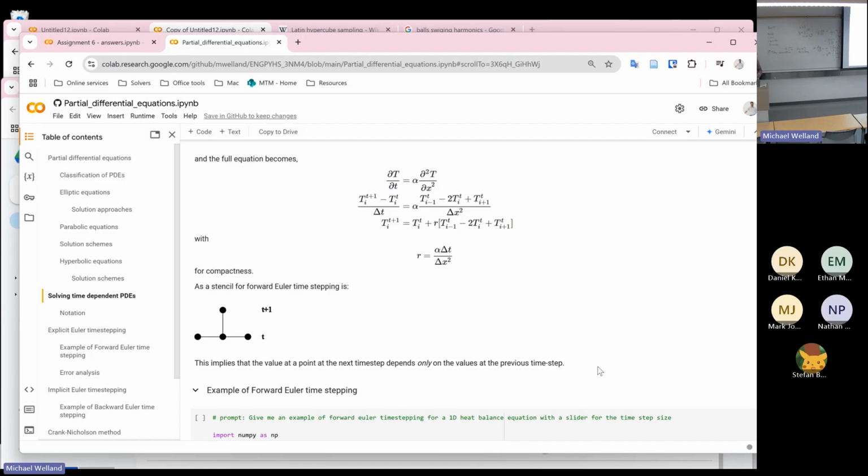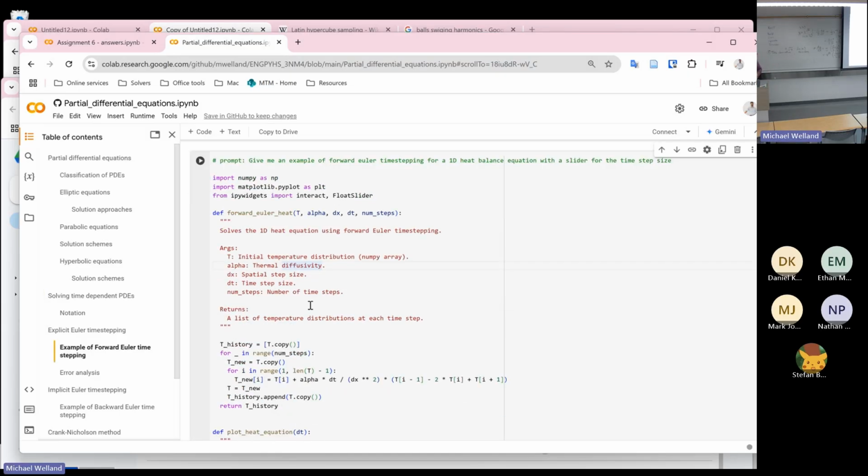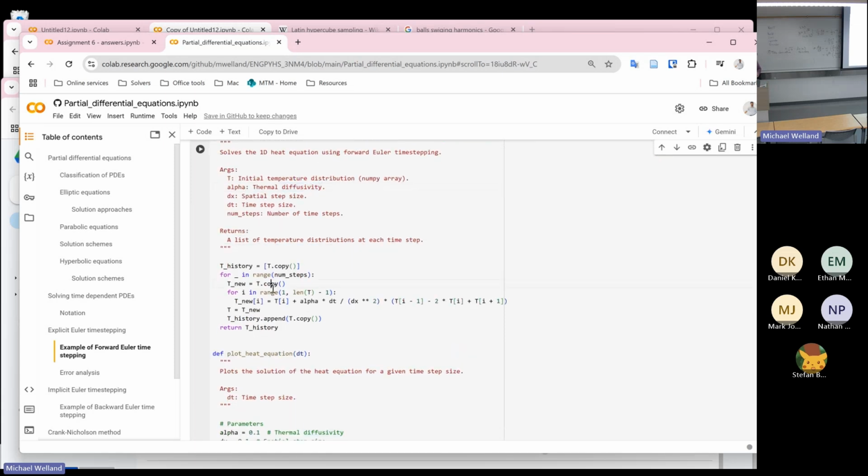The nice thing about this is that the next time temperature in our future step only depends on the current one. It doesn't depend on anything else. So we can run our little model here. Here's the magic: T new is equal to the previous one plus alpha, change in time over change in space squared, times our ones on either side. And we take a step forward.